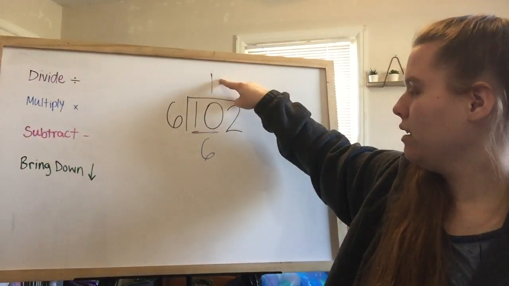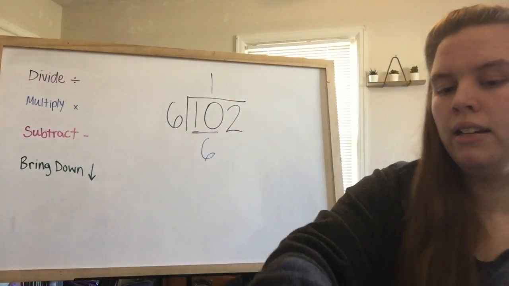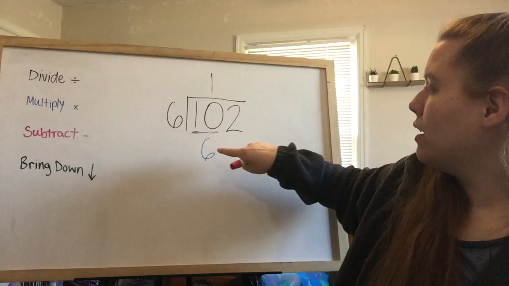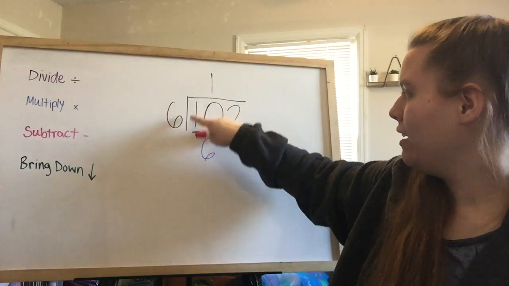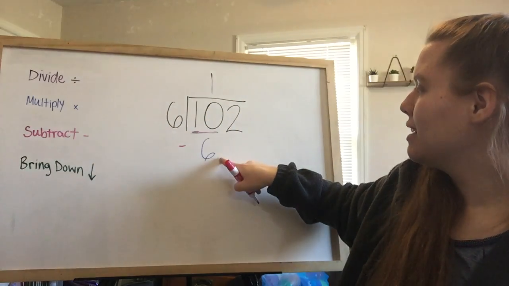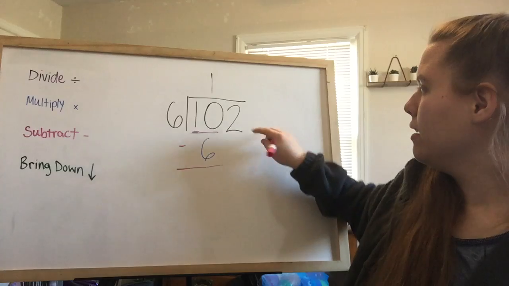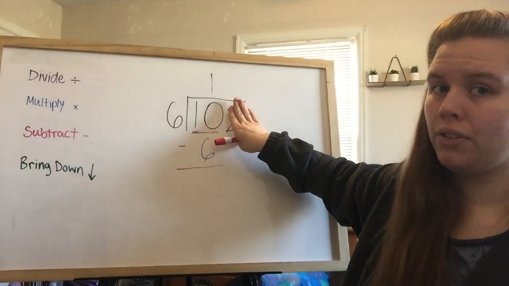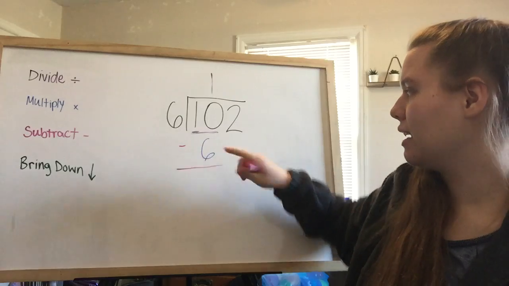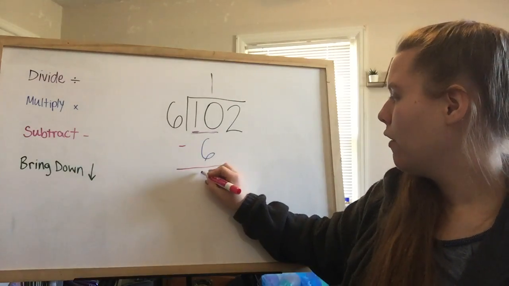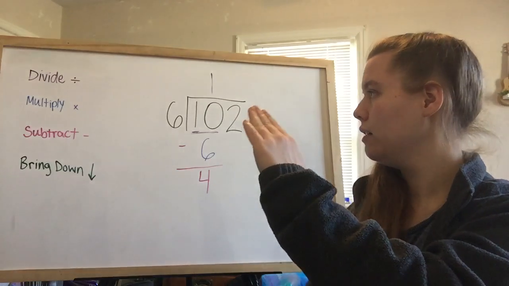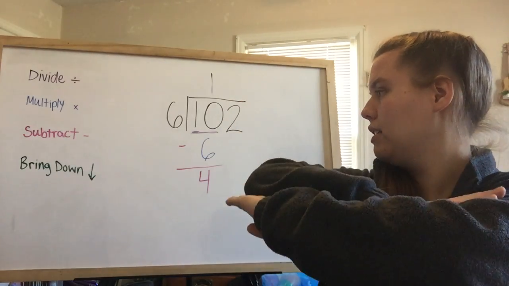We did our divide. We did our multiply. Now, next is our subtract. So now I'm going to do my 10 minus 6. Okay? Be careful. We're not going to use the 2 just yet. So pretend that guy's not even there. We're just doing 10 minus 6. And that's going to give me 4. Okay? So we did divide. We did multiply. We did subtract.